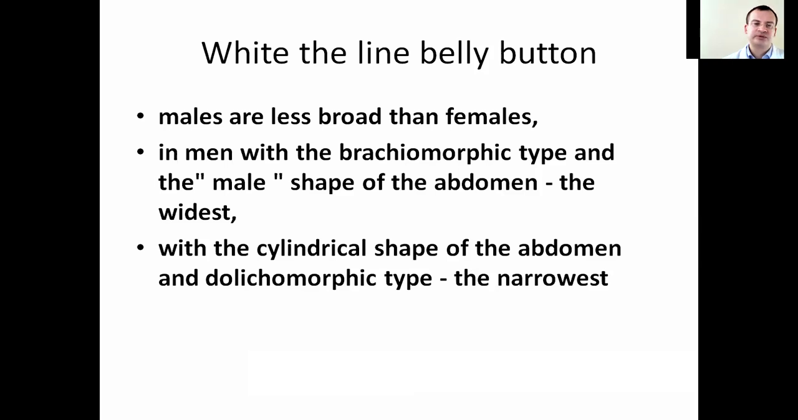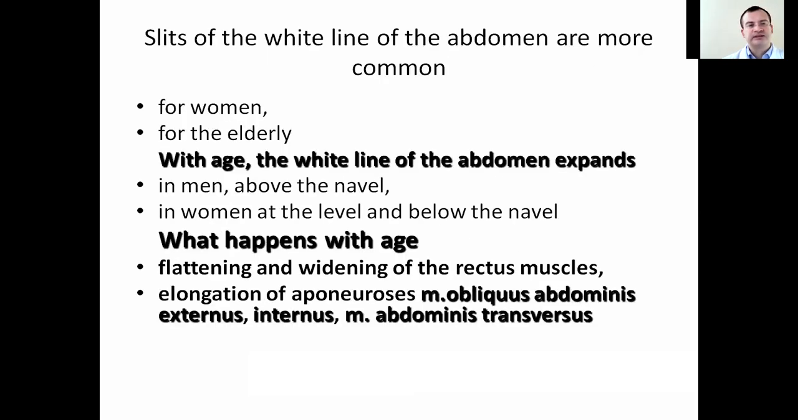In males it is less broad than in females. In men with the brachymorphic type and the male shape of the abdomen, it is the widest. With the cylindrical shape of the abdomen and the dolichomorphic type, it is the narrowest. Slits of the white line of the abdomen are more common in women and the elderly. With age, the white line of the abdomen expands: in men, above the navel; in women, at the level of and below the navel.